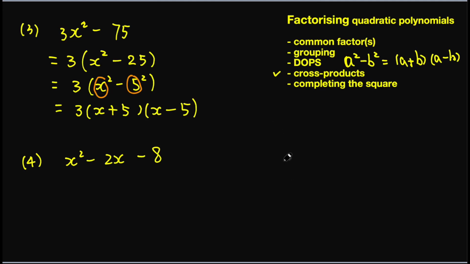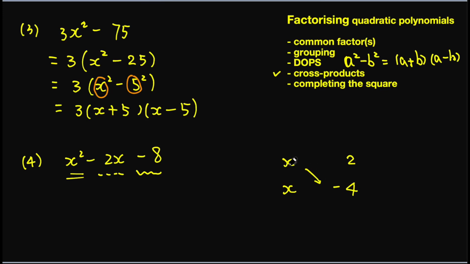Now for cross products, the first term x squared, we factorize it to x times x. And for negative 8, we are going to factorize it as 2 and 4, because it's negative, one term should be negative. And based on the middle term, I will give the negative sign to 4.